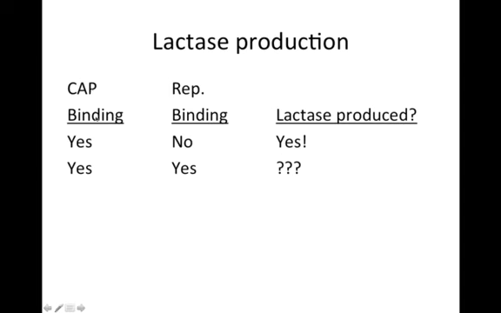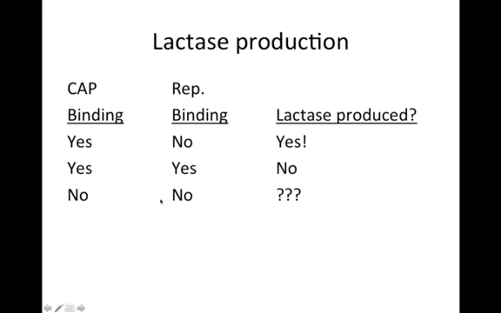In this case, we have binding of CAP, which will tend to activate lactase, but binding of the repressor, which will tend to not activate it. So here we have one positive signal plus one negative signal, and our question is, is lactase going to be produced? It turns out the answer is no. If the repressor is binding, then lactase will not be produced whether or not CAP is bound.